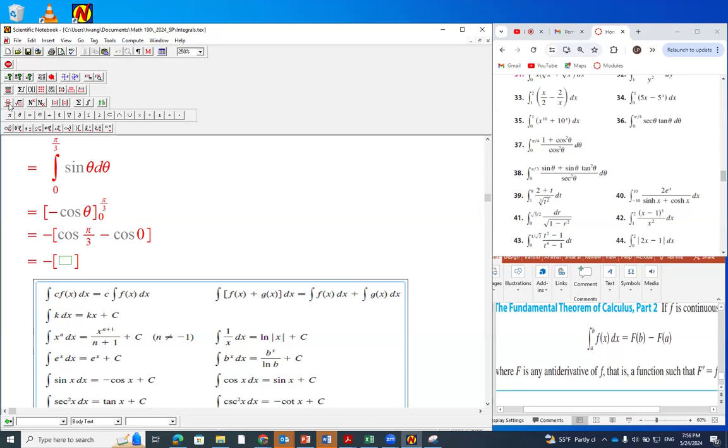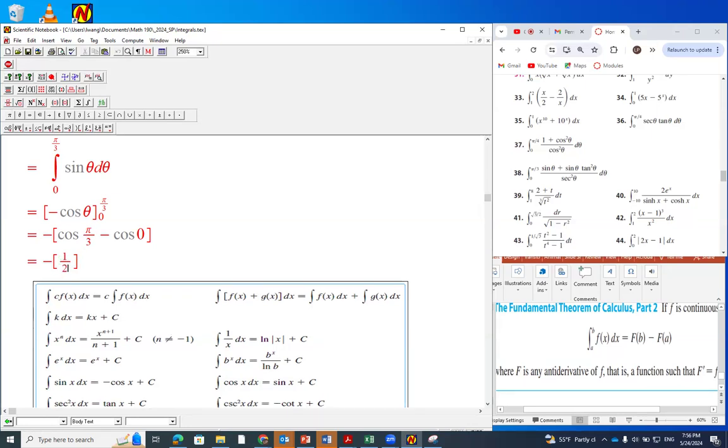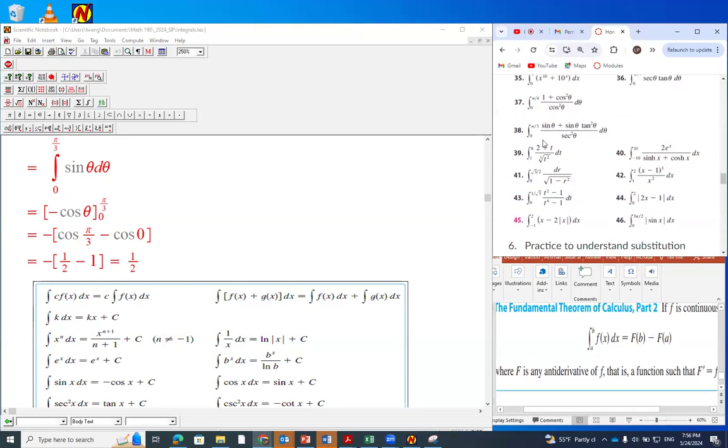Cosine pi over 3 is 1/2. Subtracting cosine 0, which is 1. So inside the parentheses is a negative half. So there's a negative sign outside, so the final answer is 1 over 2. So that way you would know how to do 38. Then you would know how to do 37.